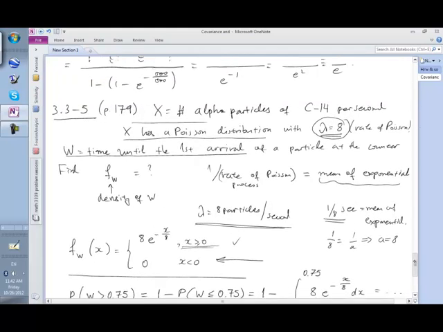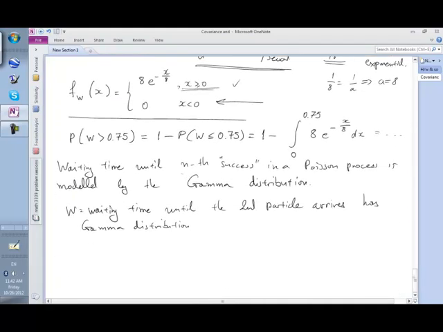Here, directly we had the Poisson distribution because this X was the count in a window of observation of 1 second. That's why we directly went to the Poisson distribution. So the waiting time until the second particle arrives has a gamma distribution because X has a Poisson distribution. And now I have to show you how to use the formulas for the gamma distribution.